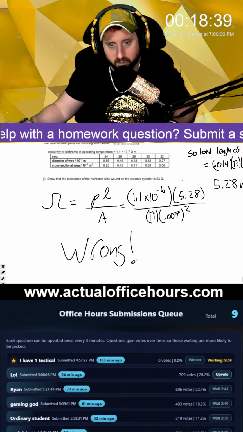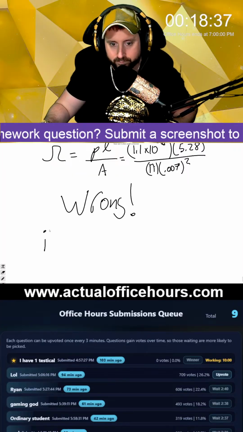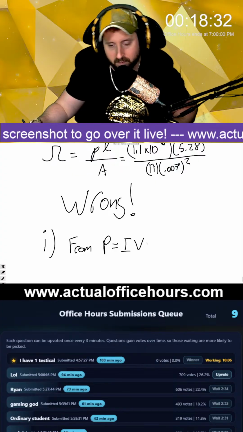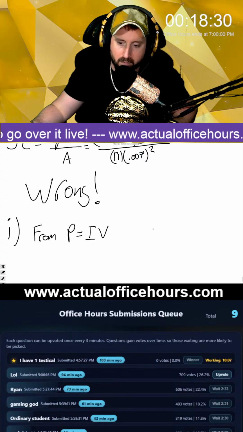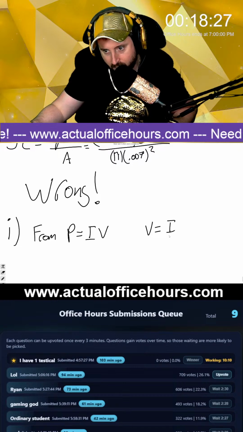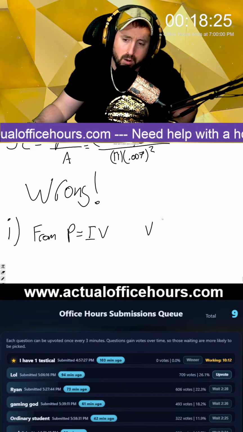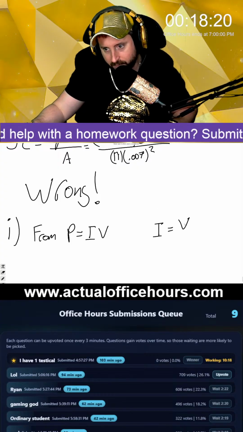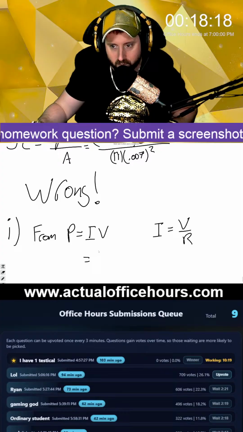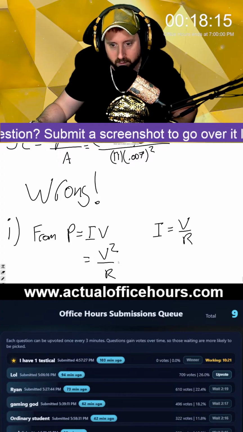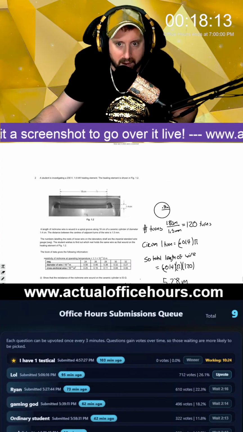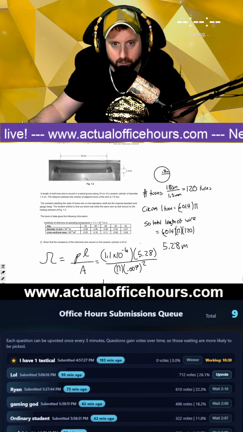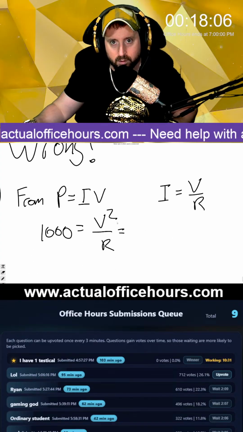Wrong. But, okay. You can say from P is equal to IV. And if V is equal to I over R. Or actually, no, because I want to keep voltage, right? They tell me the voltage. So I want to say I is equal to V over R. That means P is equal to V squared over R. And they told us the power of this thing. It's a kilowatt. So I'm going to say 1,000 is equal to the voltage, which is 230 volts.